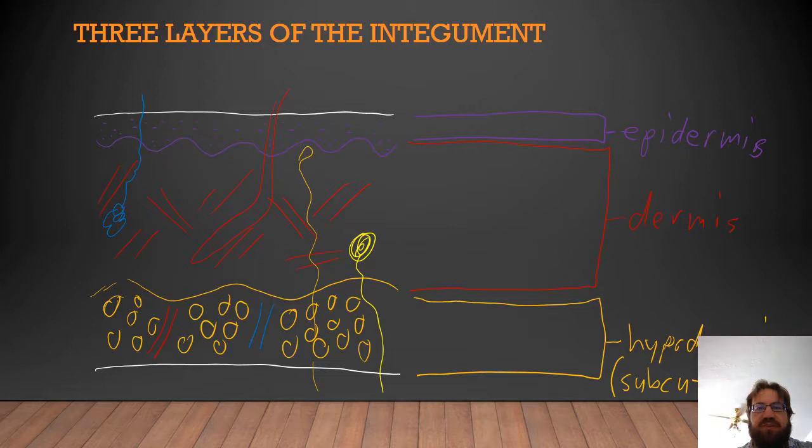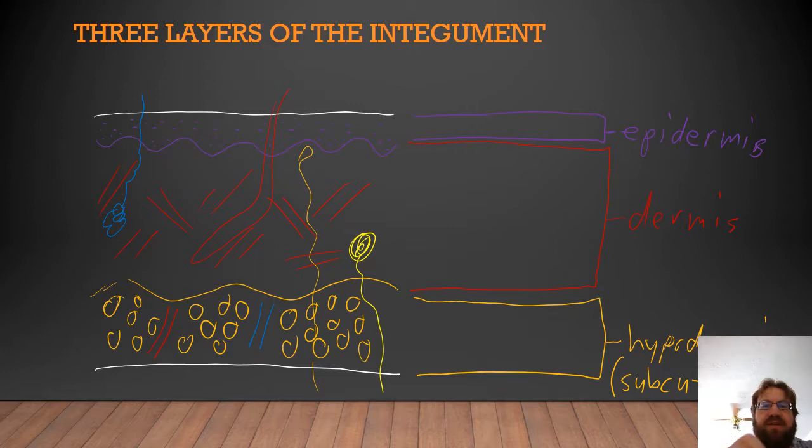That is because the epidermis plus the dermis make up something called the cutaneous membrane of the skin, the layer that is actually technically skin. And in that sense, the hypodermis is a subcutaneous layer, a layer under the cutaneous membrane.